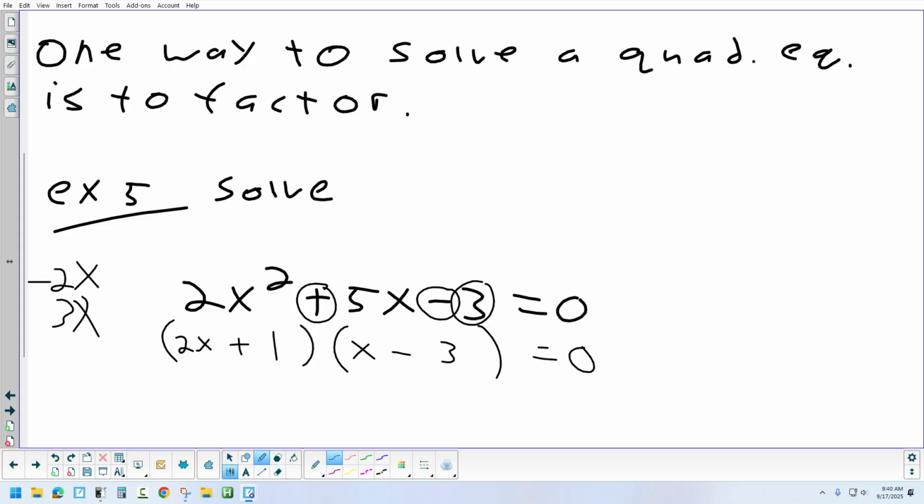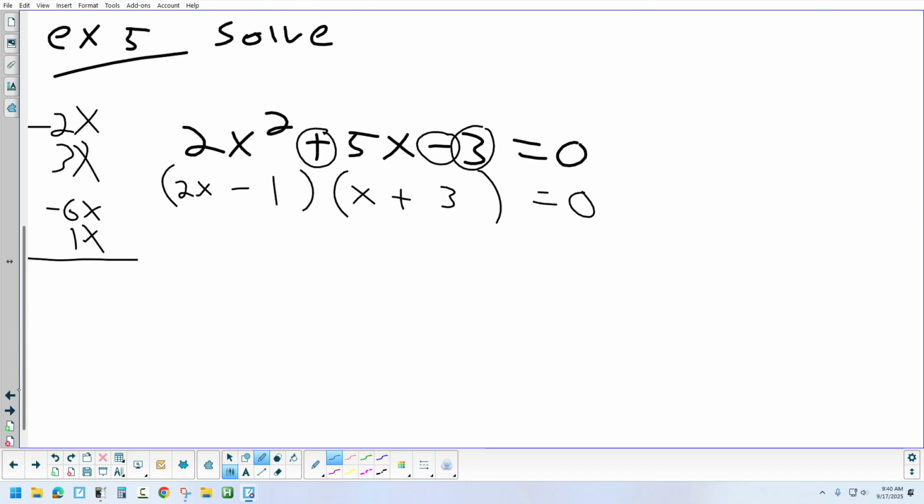So let's do 3, 1. Now we get 2x times negative 3 is negative 6x. 1 times x is x. Add them up. Negative 6x and 1x gives me negative 5x. Better. Still not quite there. So what do we need to do now? Yeah? Flip the signs. Plus, minus. Now when you do it, you get 6x minus 1x, which is 5x. Perfect. Okay, so now we factored it. And what do we do with each factor in that quadratic?